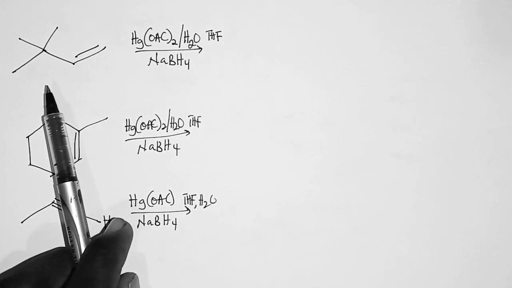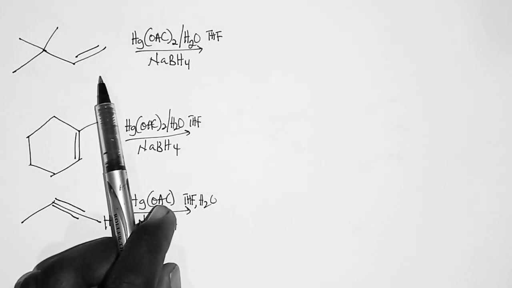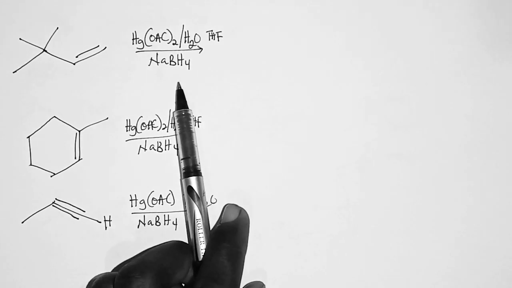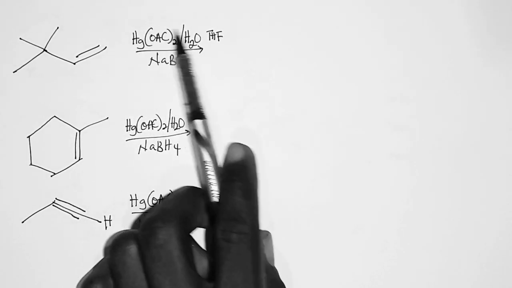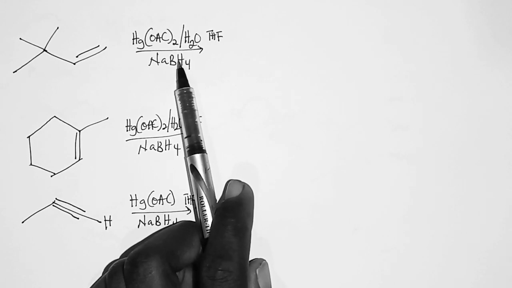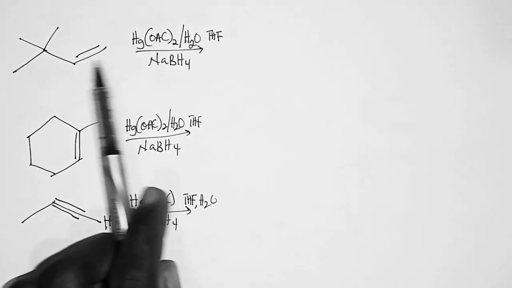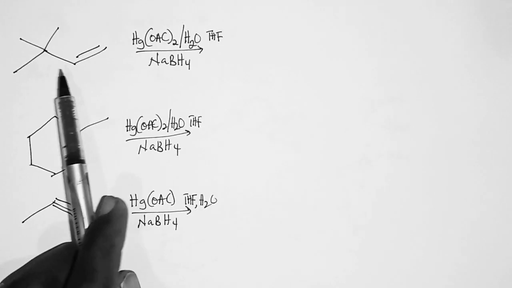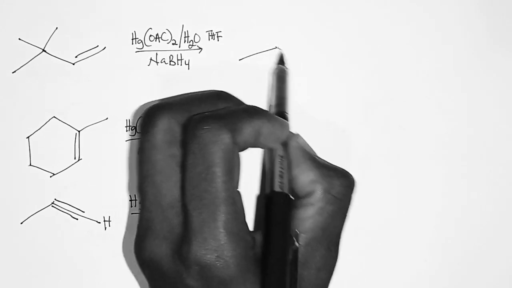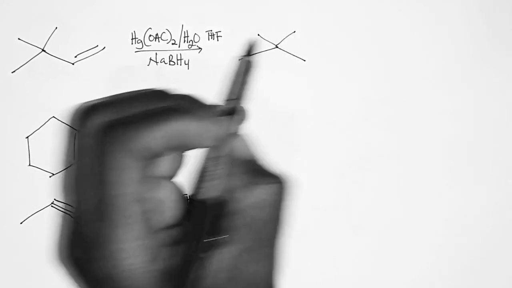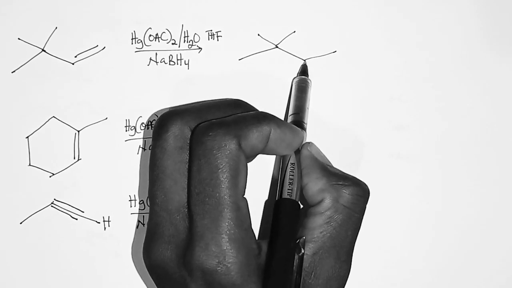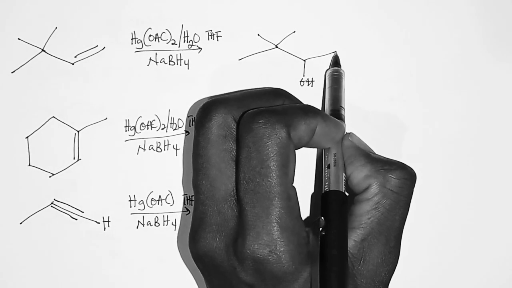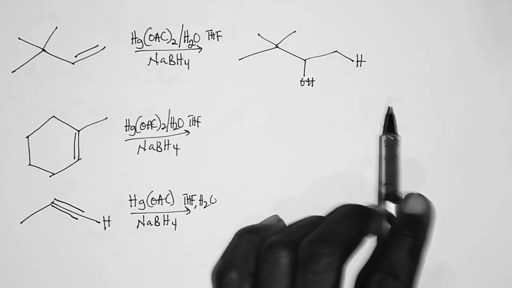Now let's solve the following examples. We have this molecule, and then we put in mercuric acetate in water, followed by a reduction with sodium borohydride. So this is an oxymercuration demercuration reaction. And since it follows Markovnikov's rule, at the end of the day, we are going to form a secondary alcohol. So this is what we are going to form. So this is the major product of this reaction. And then we have a proton here. This is a proton.